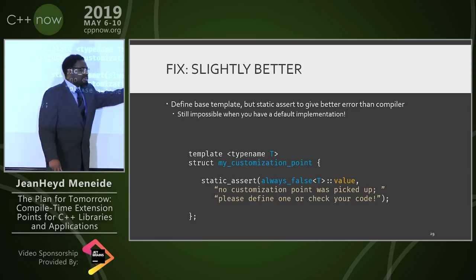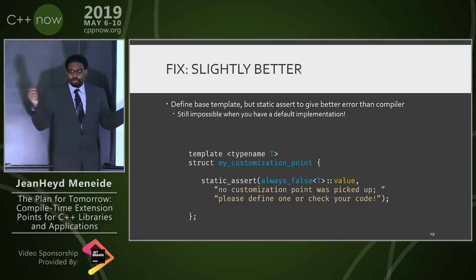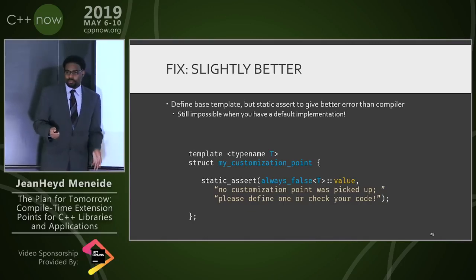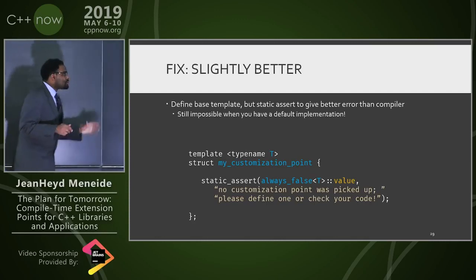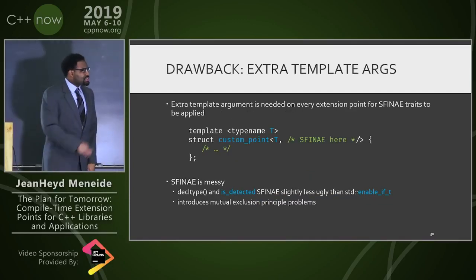The value that comes out of here has to be dependent. Otherwise, the static assert will get eagerly evaluated, and it will blow up your code even when you're not calling the extension, even when you are calling the proper extension point, right? Everybody understand how that works? Cool, great. The other drawback is this extra template arg, right?